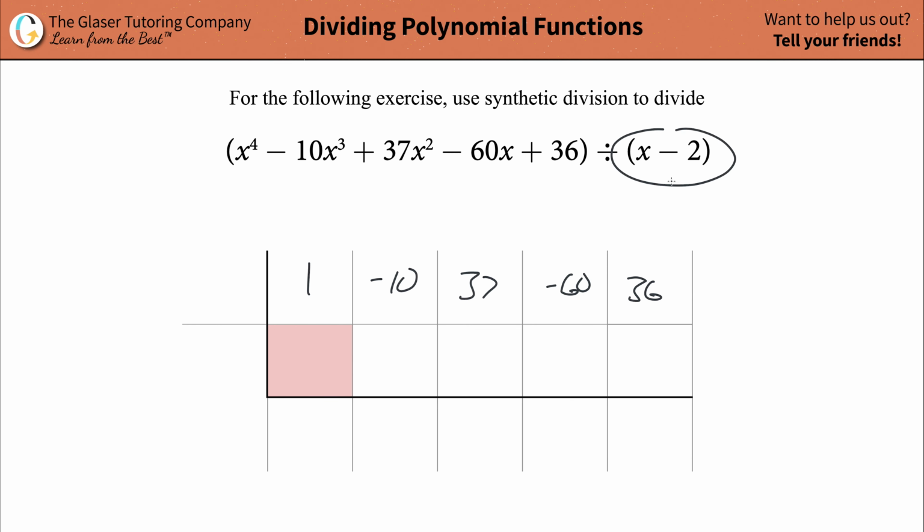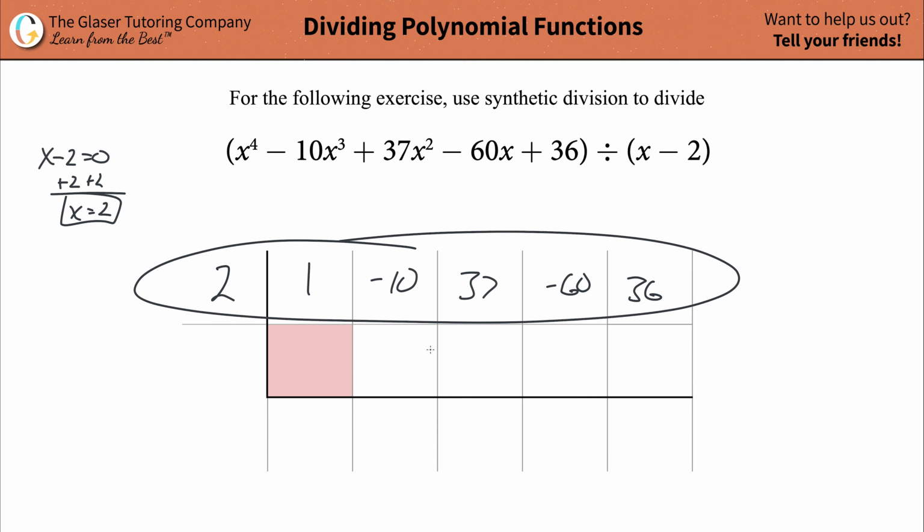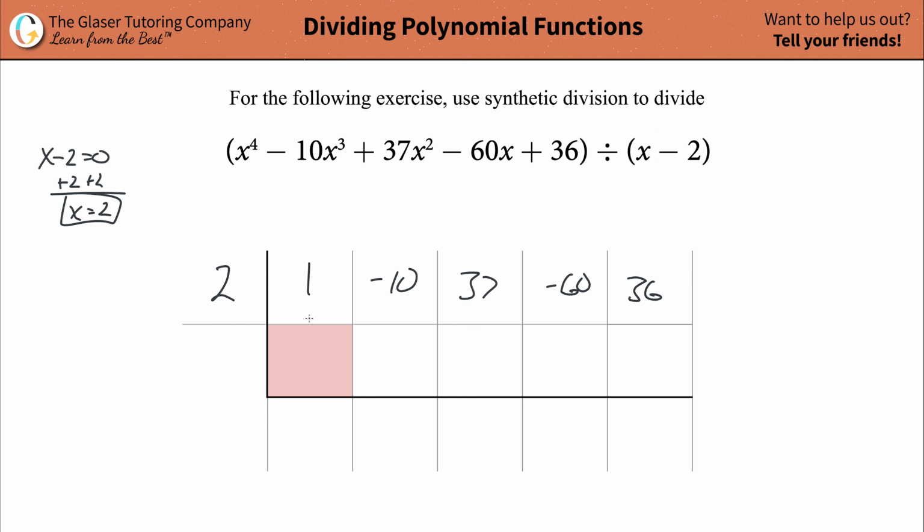Now look at your divisor. Take that divisor, whatever it is, set it equal to 0, and solve for x. That number is what you put on the outside of your synthetic division table: 2. Now, after you have this top row filled out, we can begin the simple process of the synthetic division.